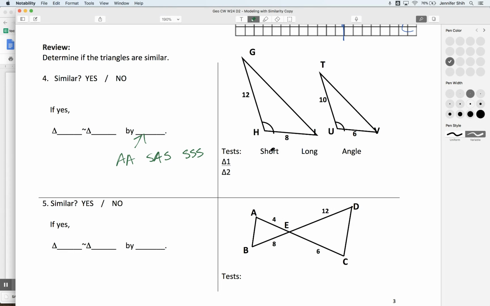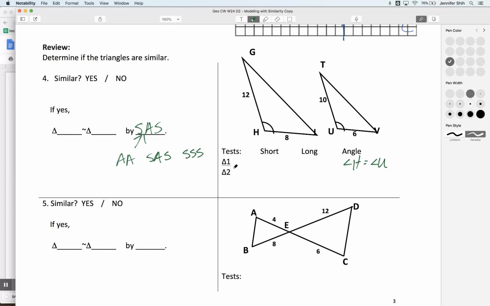Short means the shorter side, like 8 and 6 are the shorter sides. This means the longer side, 12 and 10. And the angle means that angle H is equal to angle U. So already, I feel like this is going to be side angle side because there's an angle here. Let's see if the sides are proportional. If they are proportional, then yes, they are similar. If they're not proportional, then no.